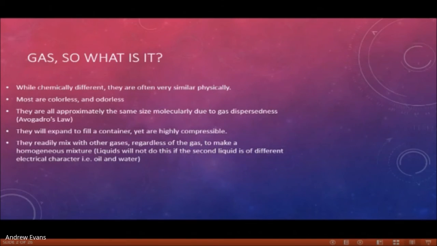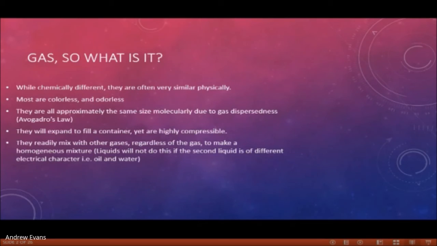So that means there's a lot of empty space within a gas. And because of that, when we're looking at atom scale, all gases are about the same size because we're looking at really, really tiny sizes. And because of this empty space, they can expand to fill a container, but they're highly compressible. We can smoosh them together to try to fill up this empty space. And almost all gases will readily mix together because of that empty space.